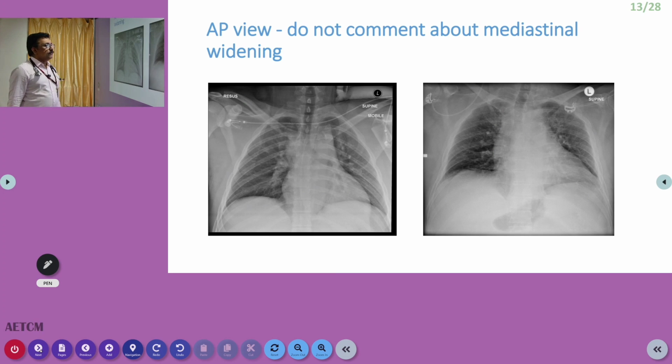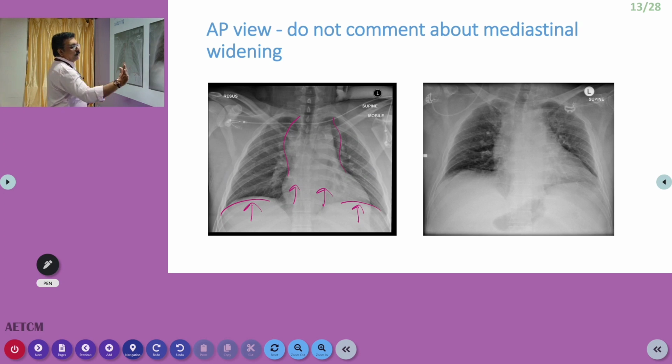I already told that when the patient is lying down, that is AP view, never comment about the cardiomegaly. When you are lying down, both the diaphragms can go upwards, and that can push the heart upwards, and mediastinal enlargement is common. So that cannot be commented as a mediastinal widening. Only in PA view, you should comment about mediastinal widening, not in AP view.